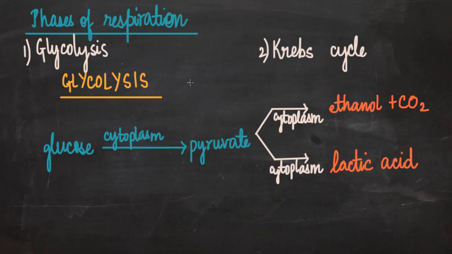Glycolysis consists of the anaerobic part of respiration. This is the anaerobic part, and all of it takes place in the cytoplasm. Glucose to pyruvate, pyruvate to either ethanol or CO2, or lactic acid. Both are anaerobic. Now let's see the second phase, which is Krebs cycle.